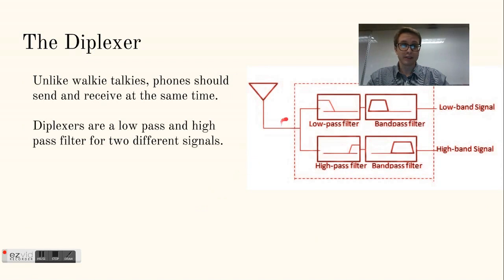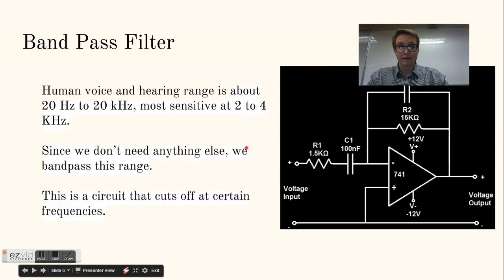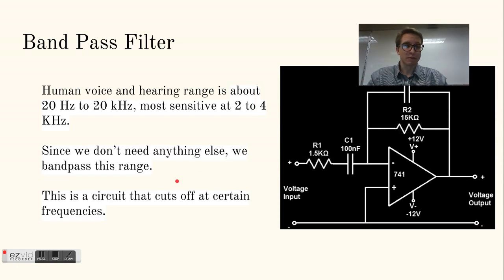The diplexer then consists of a low-pass filter and a high-pass filter. This separates the two signals that you send across it, one being higher than the other, and allows you to send it down two different branches without ruining the first branch here, the antenna. It fixes the problem with walkie-talkies where you have to say over and then the other person may talk, but that's fixed for phones because you don't want to have that problem. You both want to talk at the same time.